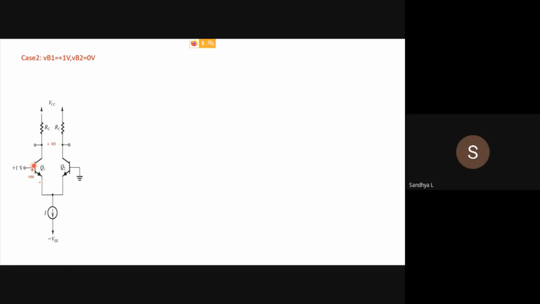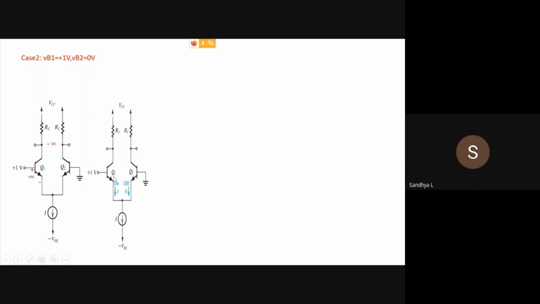When Q1 is on, Q2 is off. From the previous circuit, we had proved that IE1 plus IE2 equals I. Here IE2 is 0 because Q2 is off. So IE1 equals I. So the entire current I will flow through the transistor Q1 alone, and no current will flow through Q2.